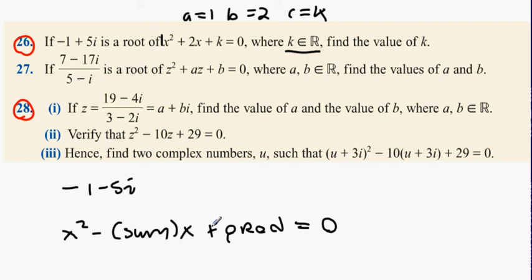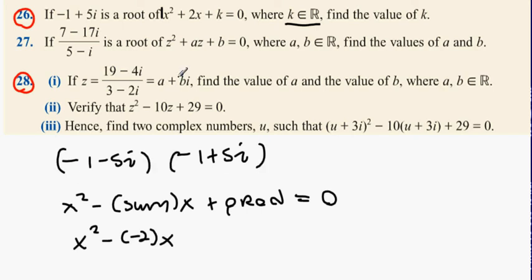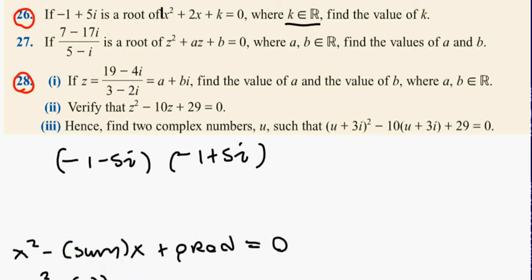So what we can do here is we can say the sum is 5i, cancel with the other 5i, and what we get there is x squared minus 2 times x, and then plus the product. The product's going to be minus 1 times minus 1 is plus 1. Minus 1 times 5i is minus 5i, and then we have a plus 5i.